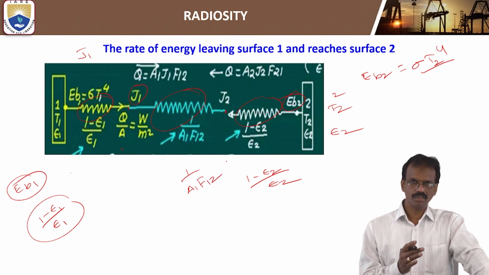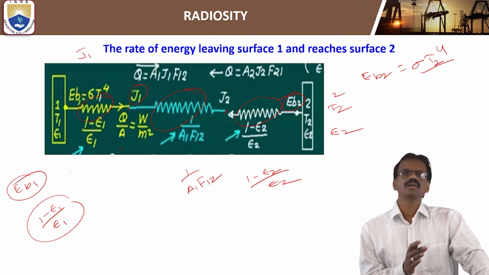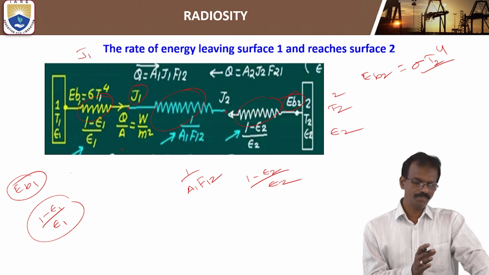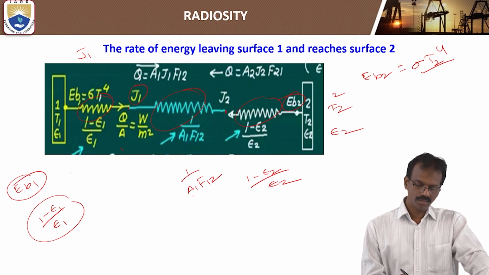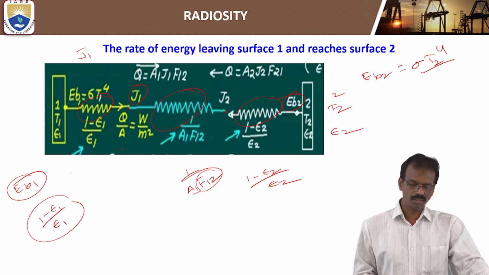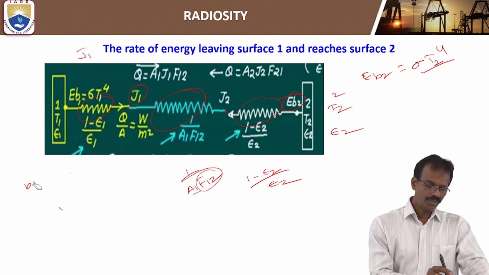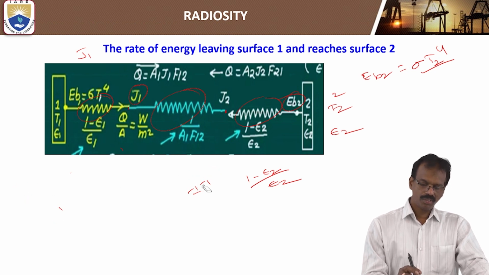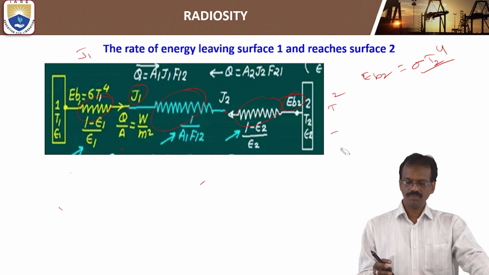If you consider radiation energy transmitting, or heat exchange, from surface 1 to surface 2, then we will consider the area of the first surface and the view factor from 1 to 2. This is the space resistance. Then we will find the rate of heat transfer by radiation from surface 1 to surface 2.